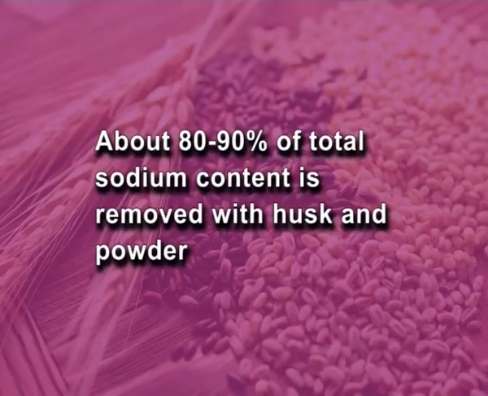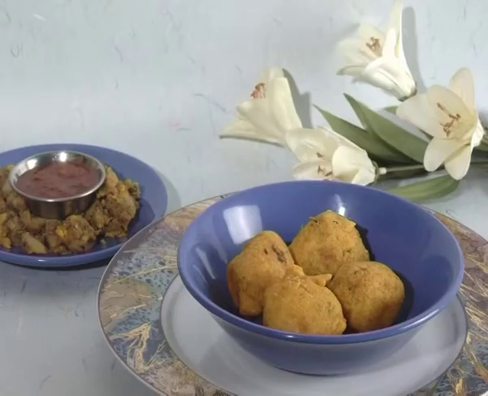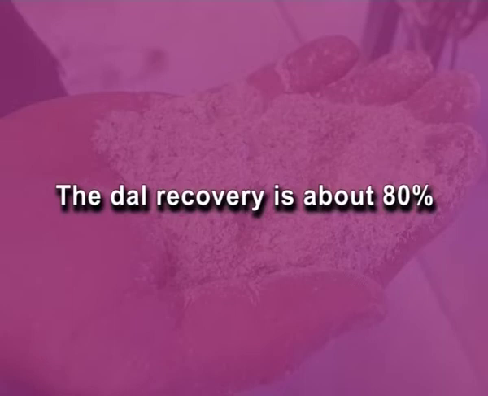About 80 to 90% of total sodium content is removed with husk and powder, whereas the remaining traces of sodium in dal improve its cooking quality and storage characteristics. The dal recovery is about 80%. The advantage of this method is that it eliminates the use of oil. The problem with this method is that the chemical solution goes with the husk, and this may be harmful to cattle if it is used as cattle feed.